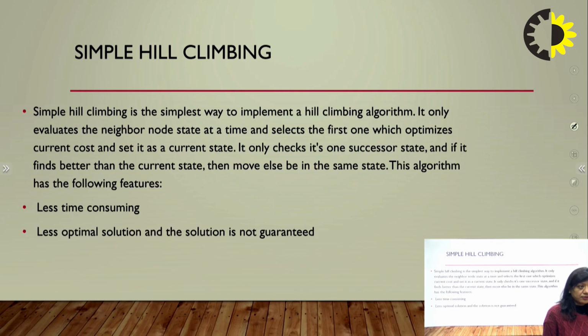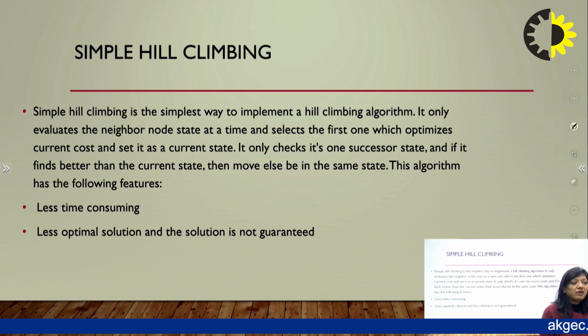Now, what is simple hill climbing? Simple hill climbing is the simplest way to implement a hill climbing algorithm. It only evaluates one neighbor node state at a time and selects the first one which optimizes the current cost and sets it as the current state. It only checks one successor state, and if it finds it better than the current state, then it moves to that state.